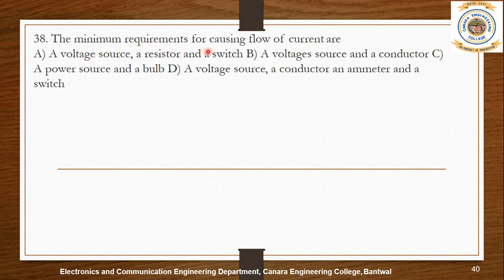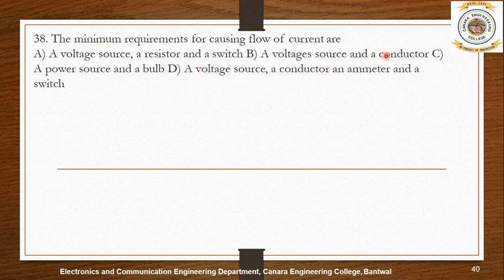The minimum requirements for causing flow of current: a voltage source, resistors, a switch; a voltage source and a conductor; a power source and the bulb; a voltage source, conductor, an ammeter and a switch. So here it is given minimum requirements. A and D cannot be, because there are three devices. So those are not a minimum.